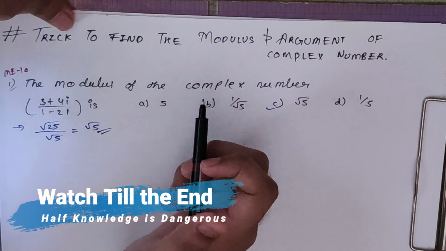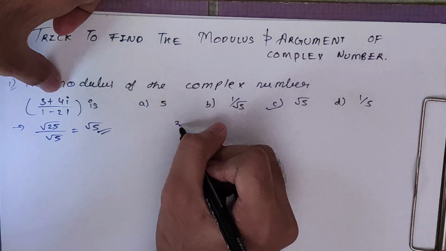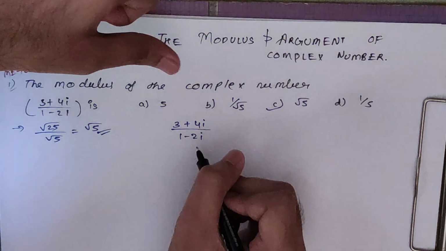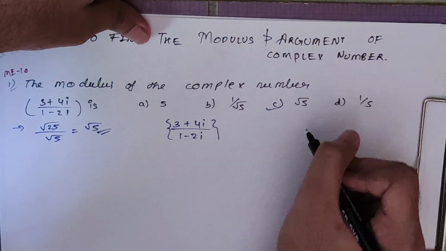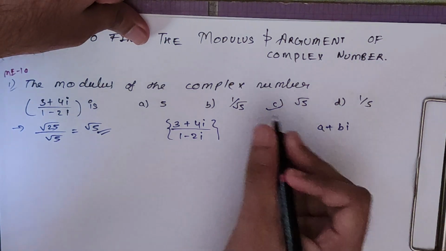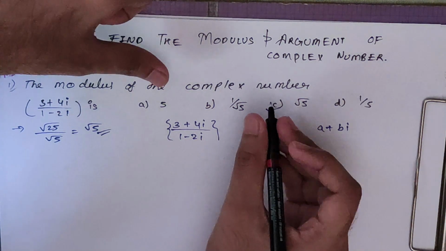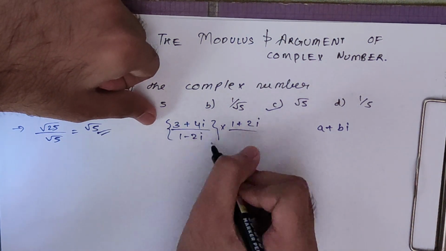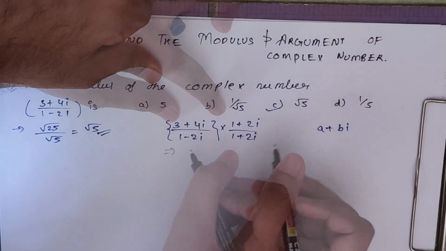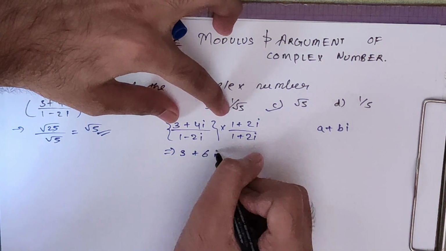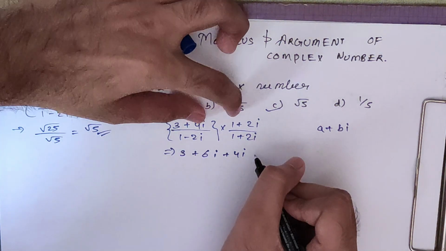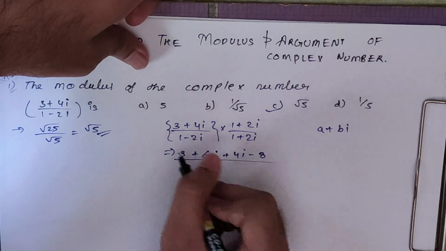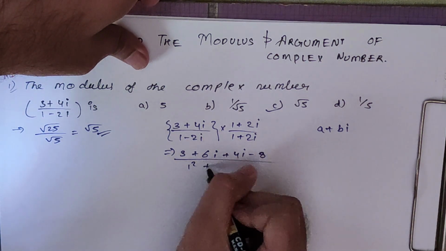So first let's see the traditional way. We have to find the modulus of this number (3 plus 4i) upon (1 minus 2i), and the traditional way says you have to make this term into a plus bi form. So for that you use the rationalization method, and you multiply by 1 plus 2i, basically the conjugate of this denominator, with numerator and denominator. So you will get 3 plus 6i plus 4i, 4i times 2i is 8i squared, it will be minus 8 because i squared is minus 1, and at the denominator you will get 1 square plus 4.